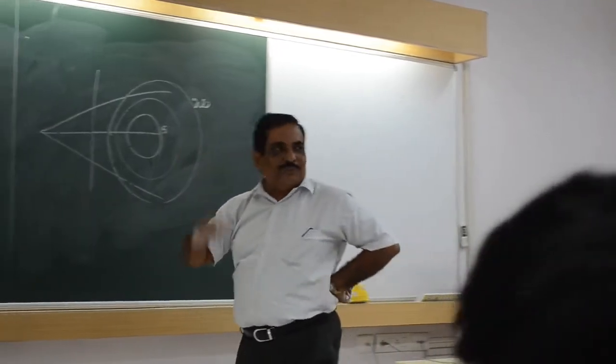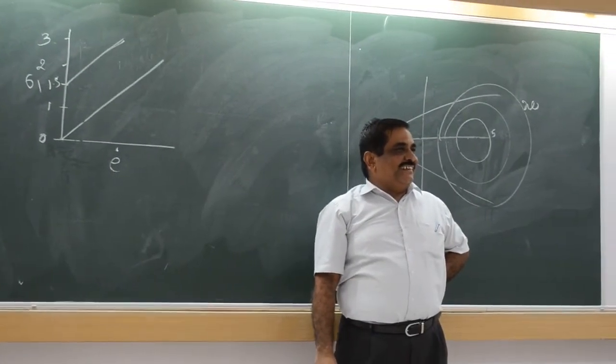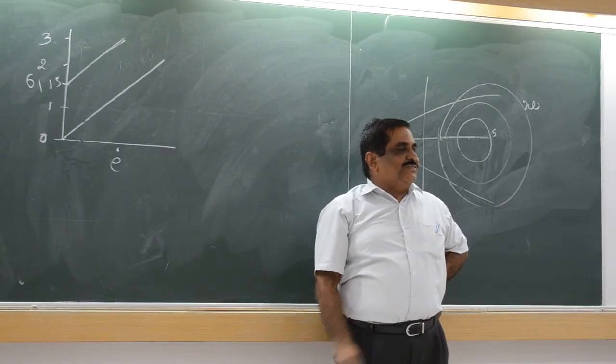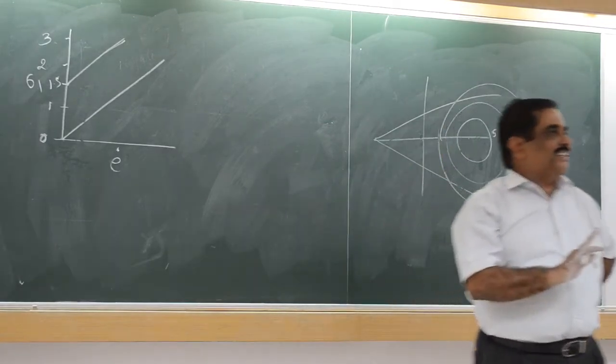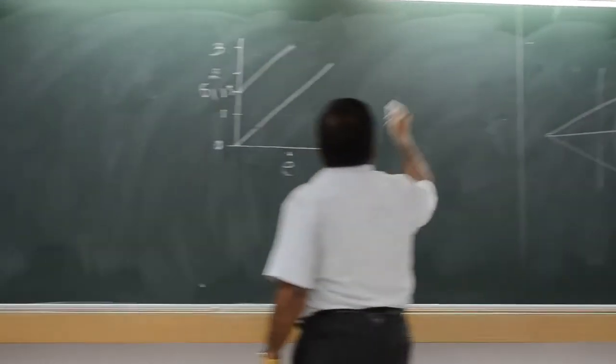It cannot show that behavior. How will you show it in this graph? You don't understand this part. Till that, understanding has not happened, na. Then you will not be able to tell. Keep this graph here.